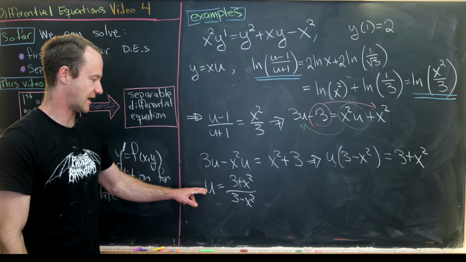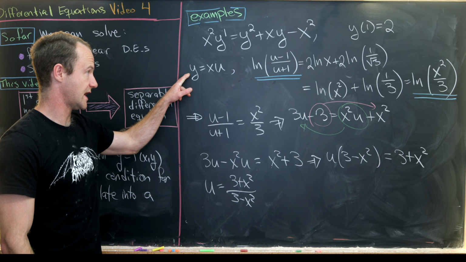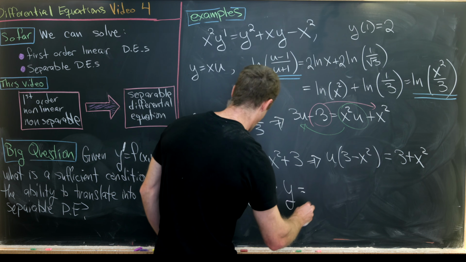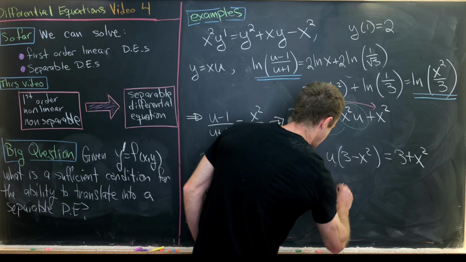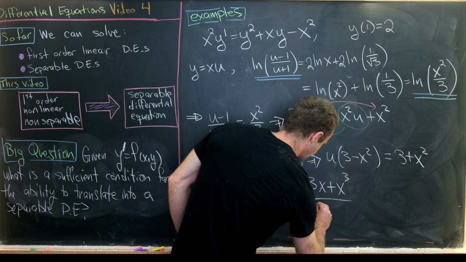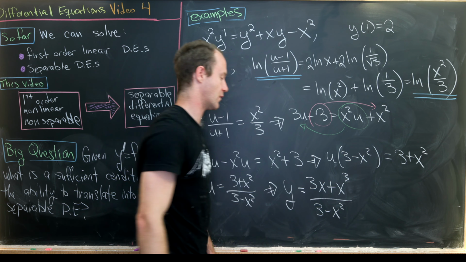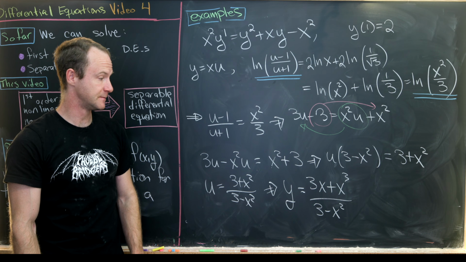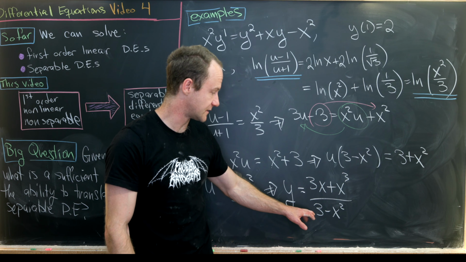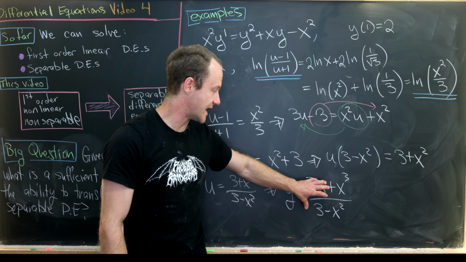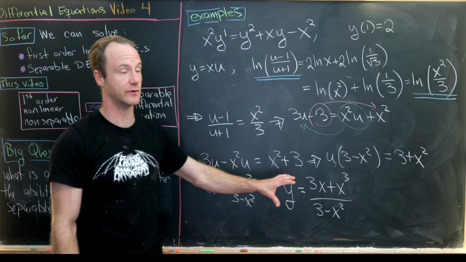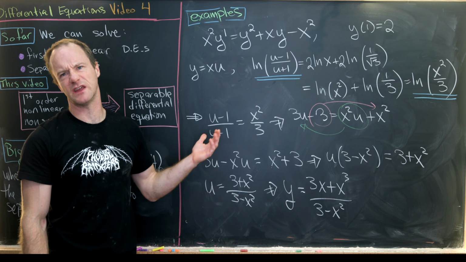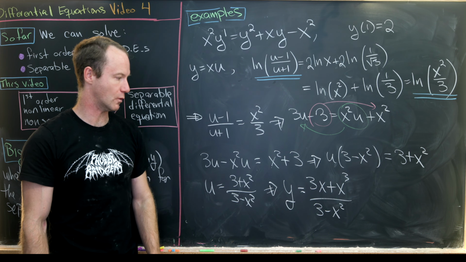But then recall that our final answer is not u, it is y, which is x times u. So that gives me my final solution. y is 3x plus x cubed over 3 minus x squared. And now we can really hone in on the interval of validity. That is because the interval of validity will be a place where this thing is continuous that includes the initial value, or the initial x value plugged in, and that would be 1.